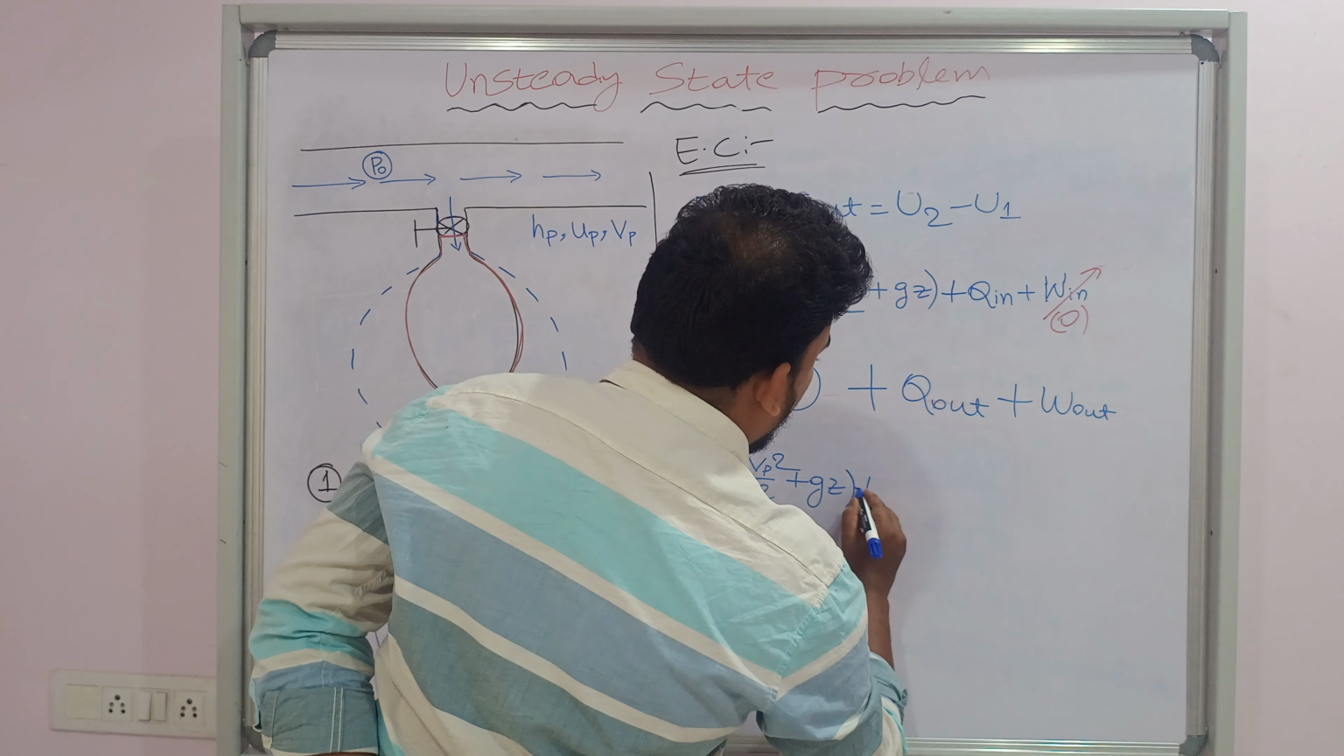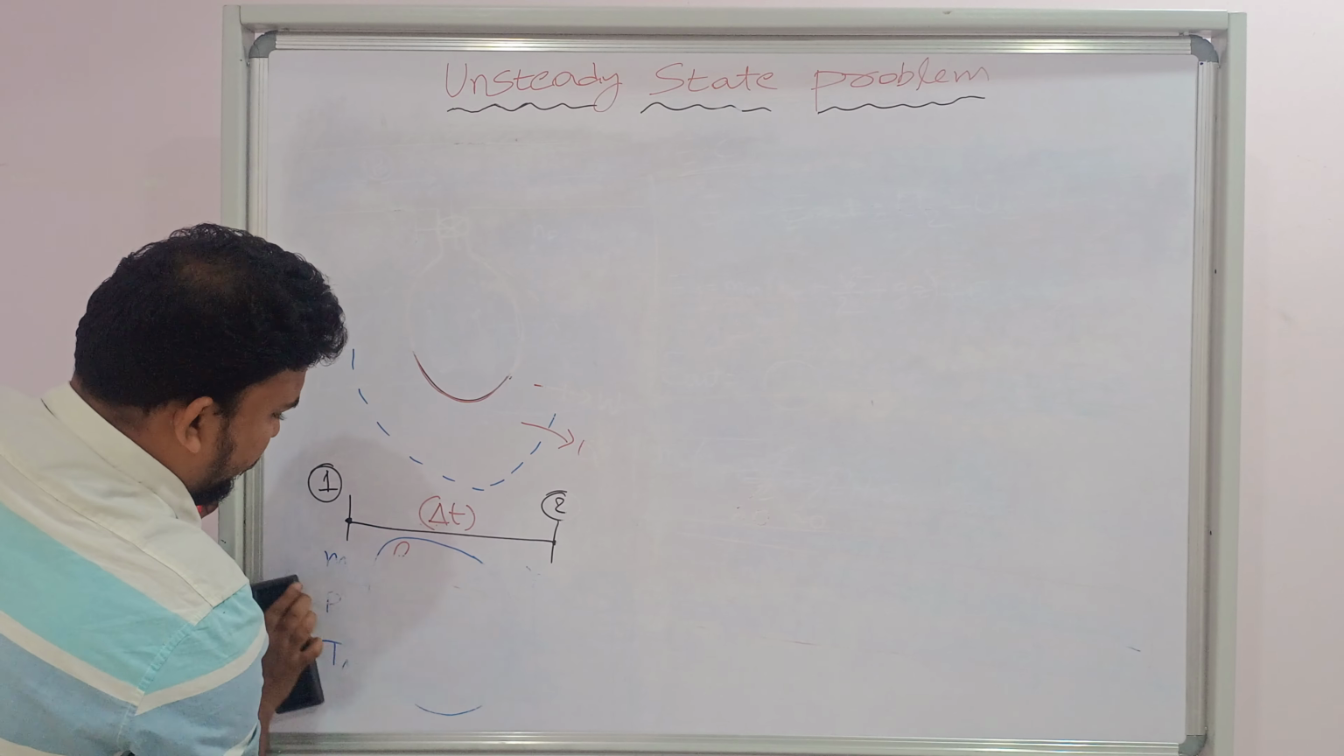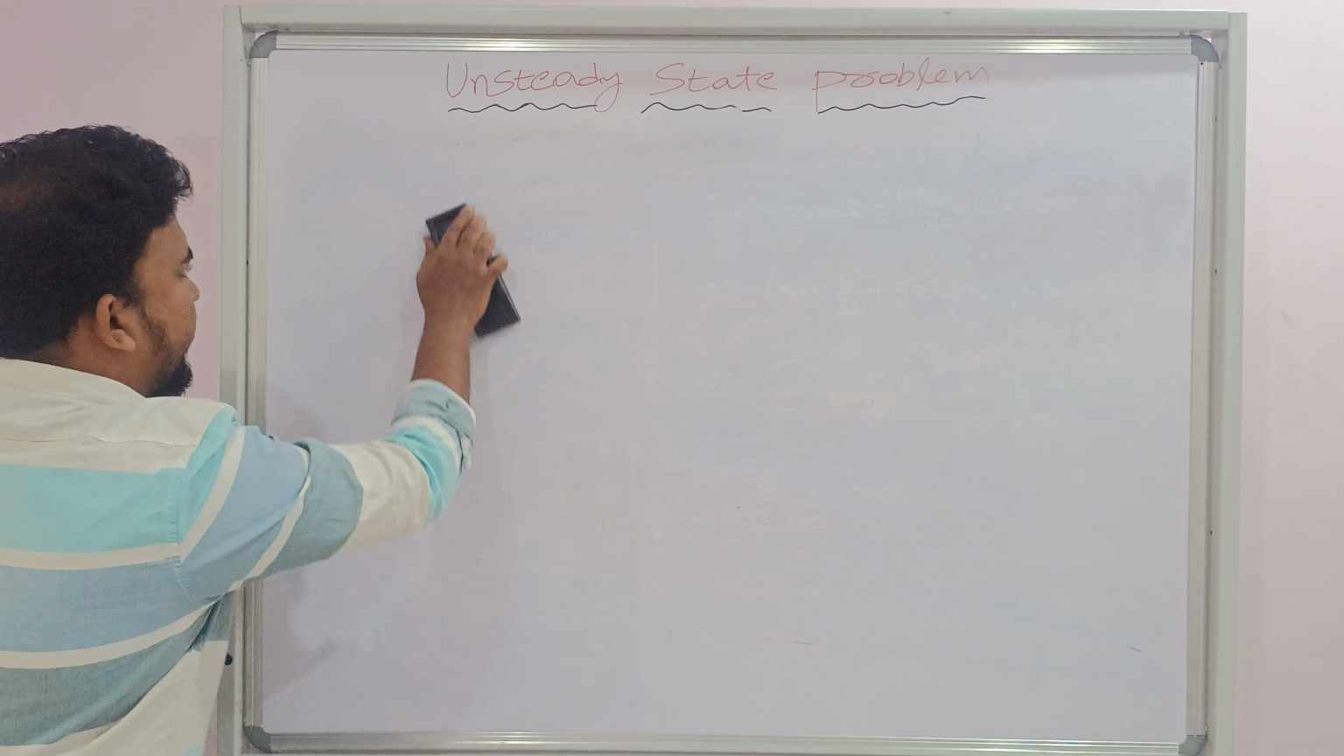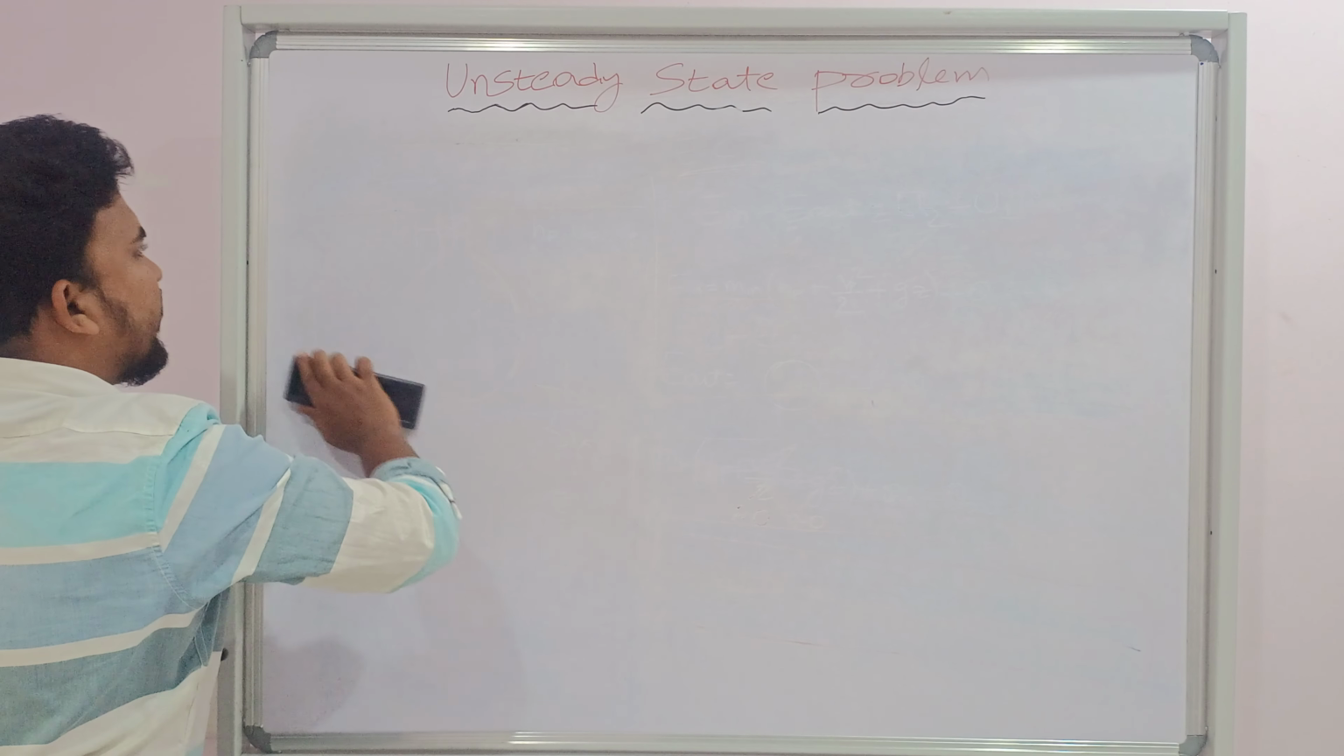All data I will give. This is a famous example; I think around 5 to 6 times this question has been repeated in the GATE exam. What I am about to tell is the question. That is a very good example for the unsteady state condition.